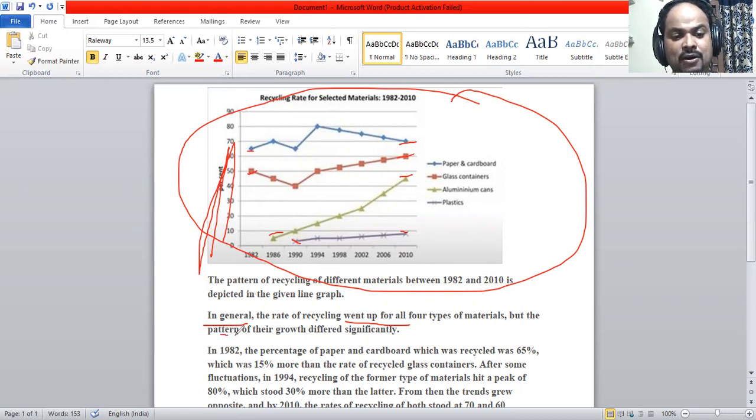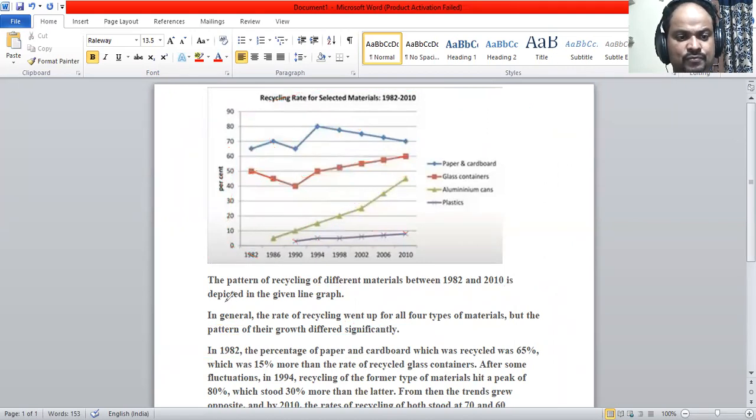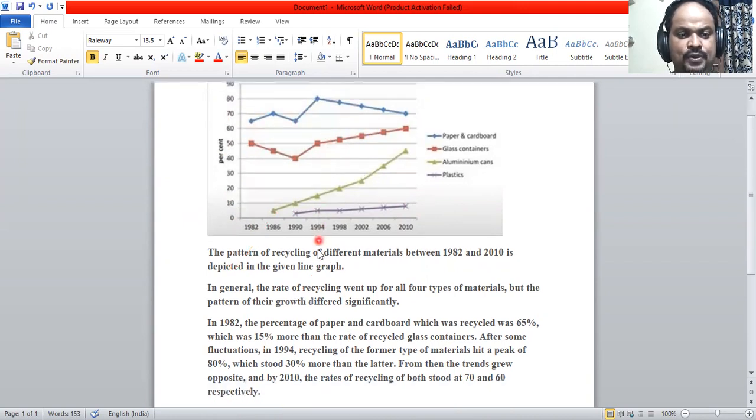But the pattern of their growth differed significantly. You can say the pattern between these recycling rates is very different. So this is the overview. So introduction is over, overview is over. Now let's go ahead and see.